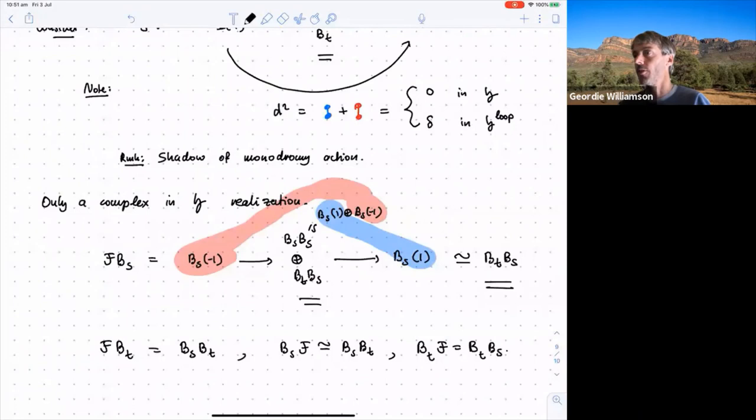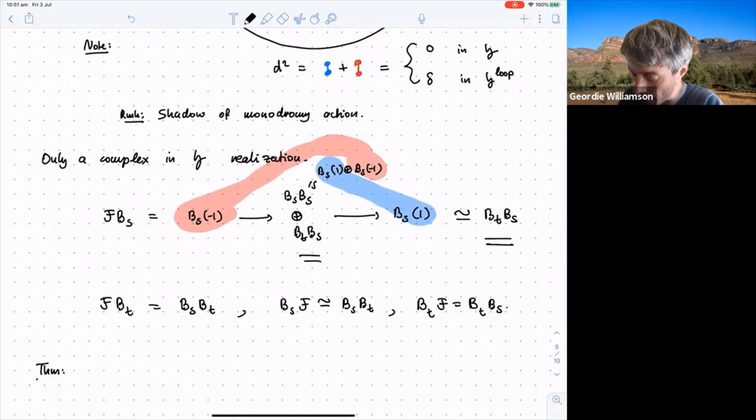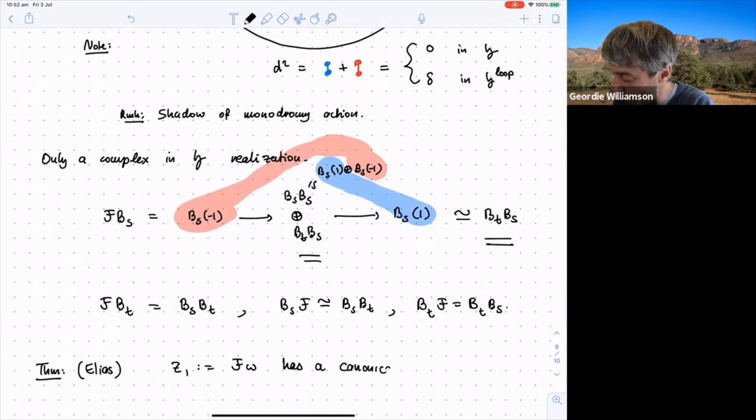And the theorem of Elias is that Z1, defined to be this complex times omega, has a canonical central structure. So here I'm just checking that this commutes past things up to isomorphism. But the claim is that there's actually a map in the homotopy category that realizes the isomorphism, and that these morphisms commute with all the other morphisms in my category. So there's an awful amount of stuff to check here.